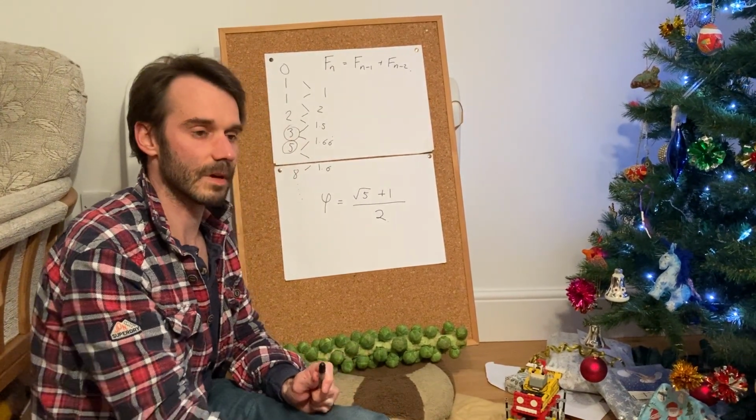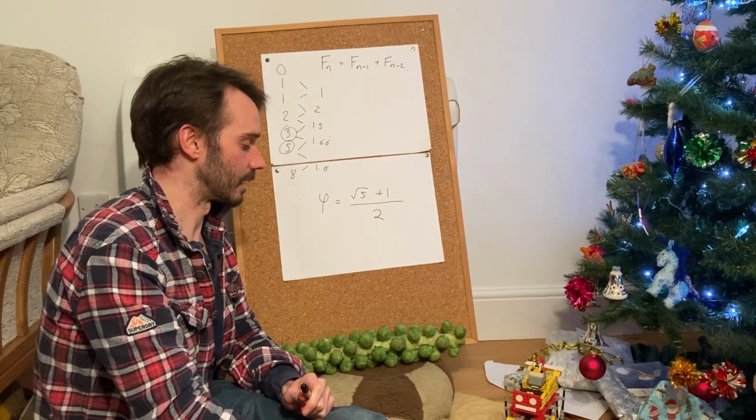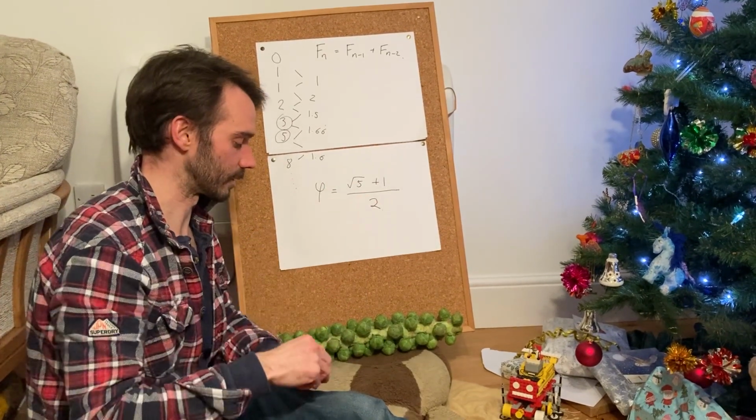So for example, you get ratios of Fibonacci numbers in things like the swirls on sunflowers.